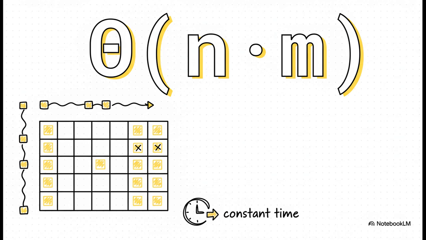And why is that? Well, it's pretty simple actually. To find the answer, our algorithm has to visit every single cell in that n by m grid. It can't skip any. So the time it takes is directly proportional to the size of the grid.